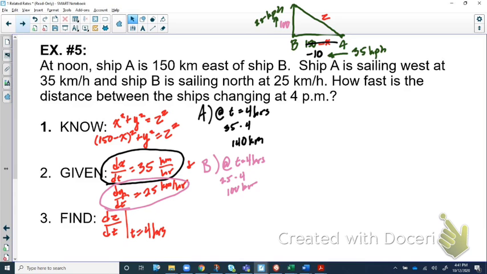Now, let's go orange. I have a value for the vertical and a value for the horizontal, so I can use the Pythagorean theorem after 4 hours to find the value of the hypotenuse at time equals 4 hours. So z, the hypotenuse, is going to be equal to the square root of the x value, 150 minus x squared, plus the y value, which was just 100.